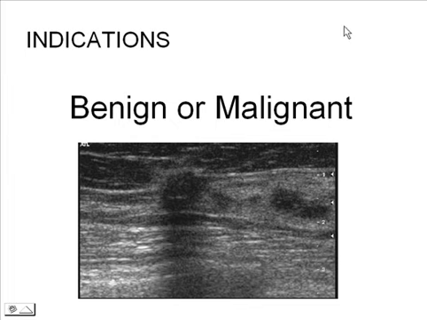Now, most importantly and most interestingly, we use ultrasound to help us tell whether a solid mass is benign or malignant based on certain criteria which have been well established.